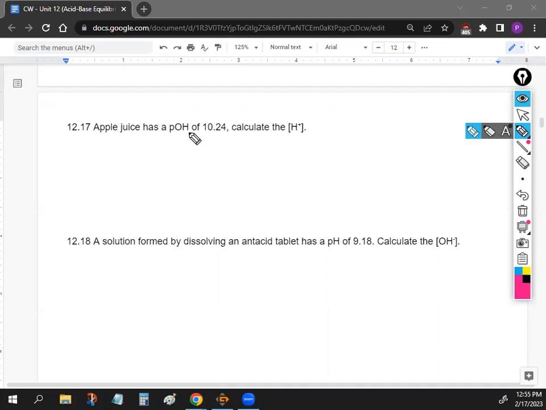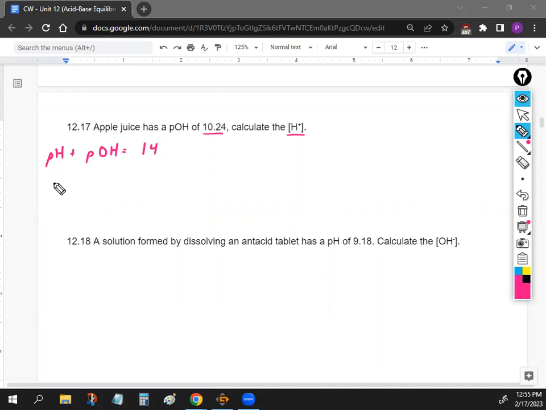It says that it has a pOH of 10.24, and we're calculating the H plus concentration. So like I said, there are multiple ways to solve this. If you don't do it the way I did, but you get the same answer, you're totally fine, okay? Since we have pOH, but we're looking for the proton concentration, I'm first going to start off by converting this into pH, okay? So we know that pH and pOH, when you add them all up together, that's going to give you a total of 14.